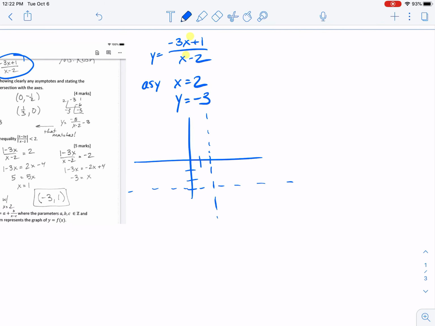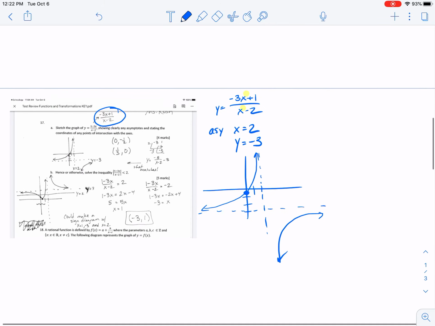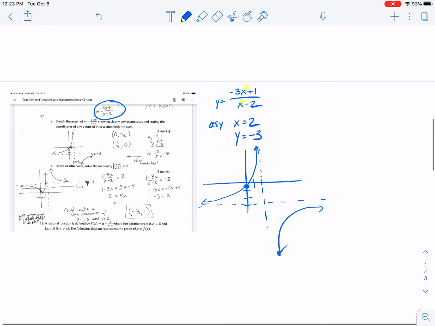Say I plugged in 0, then I'd have a negative 1/2. So when x equals 0, all of this is gone, and I'm just left with 1 over negative 2, which is negative 1/2. And so that tells me that I'm going to do something like this, and therefore I also have to do something like this.